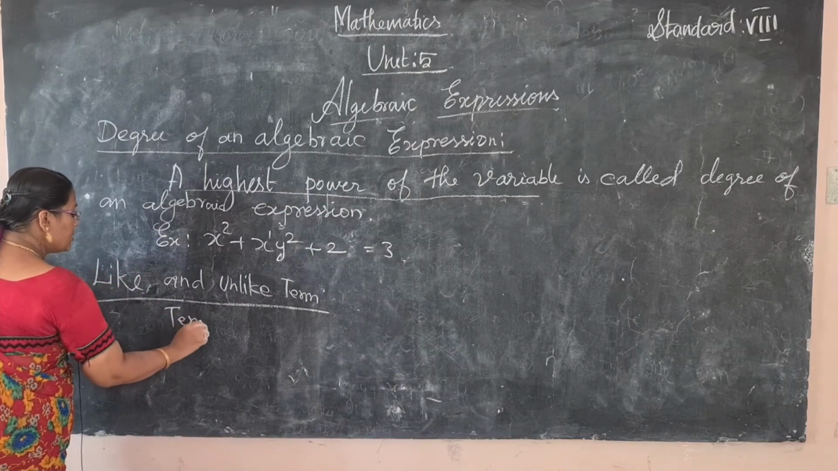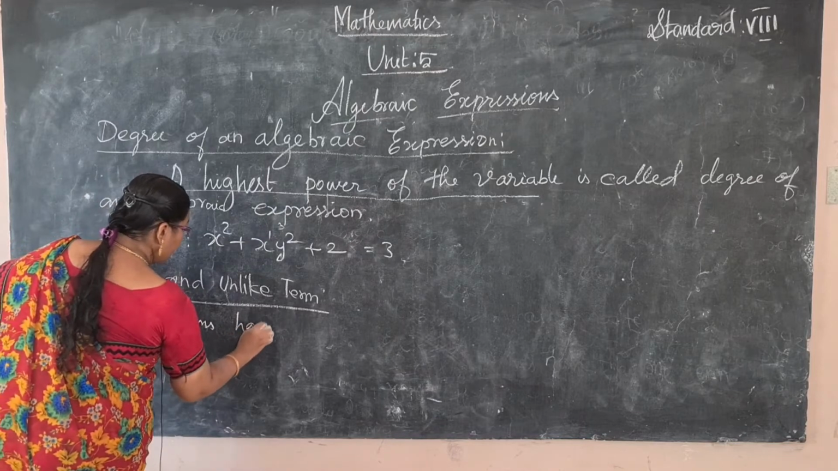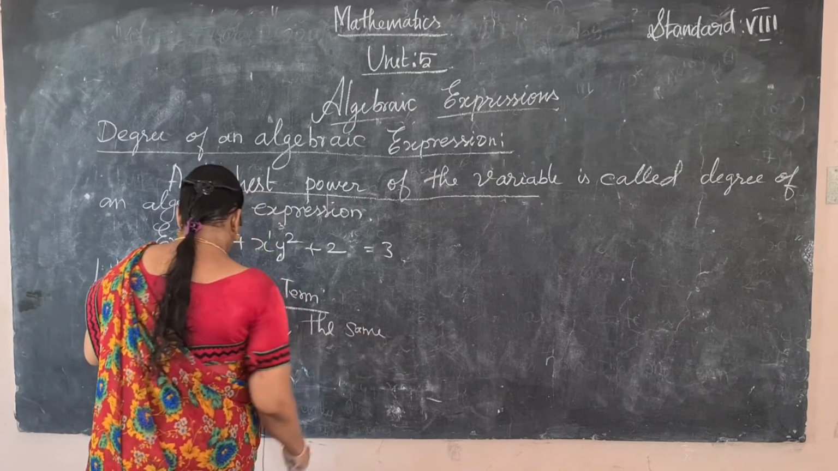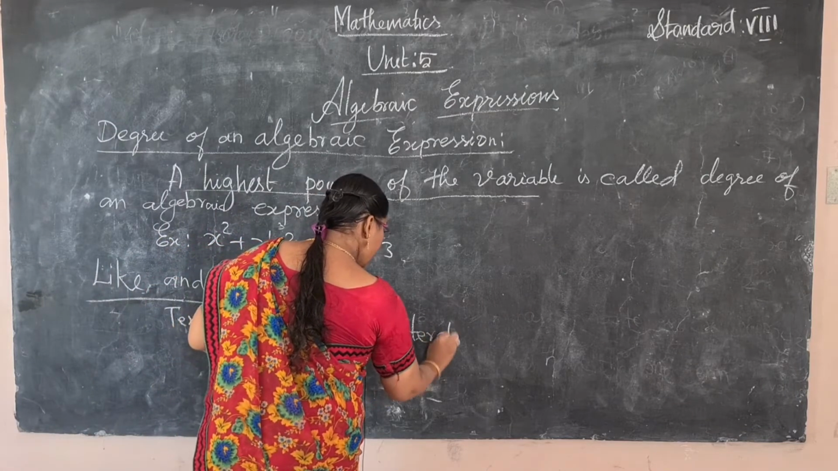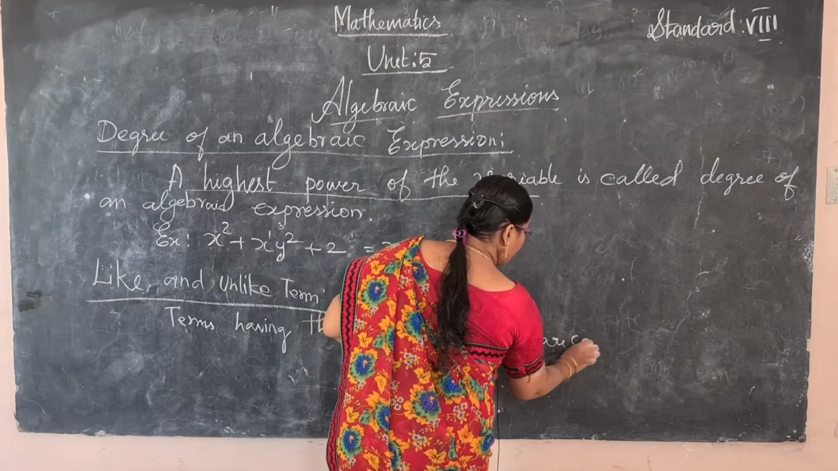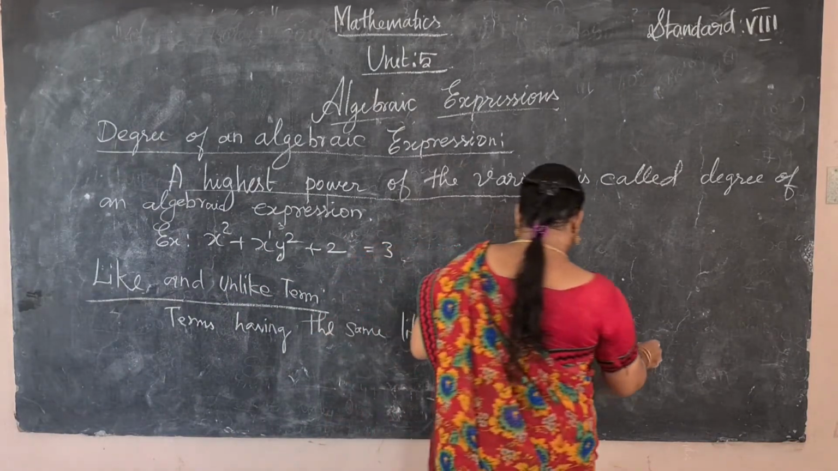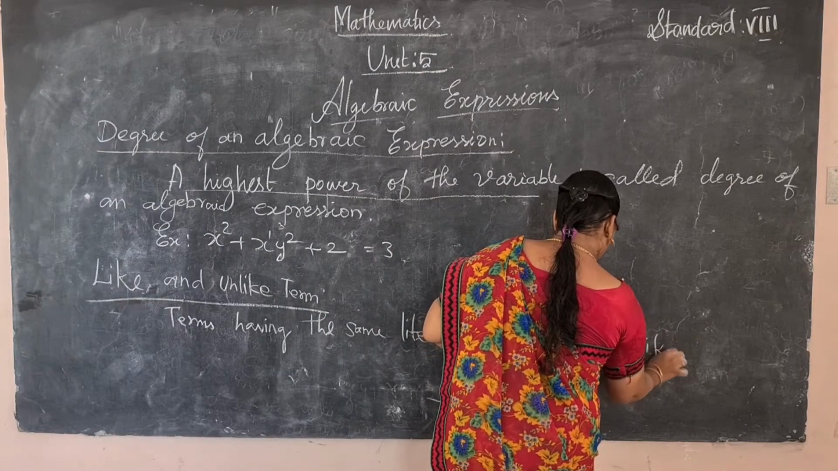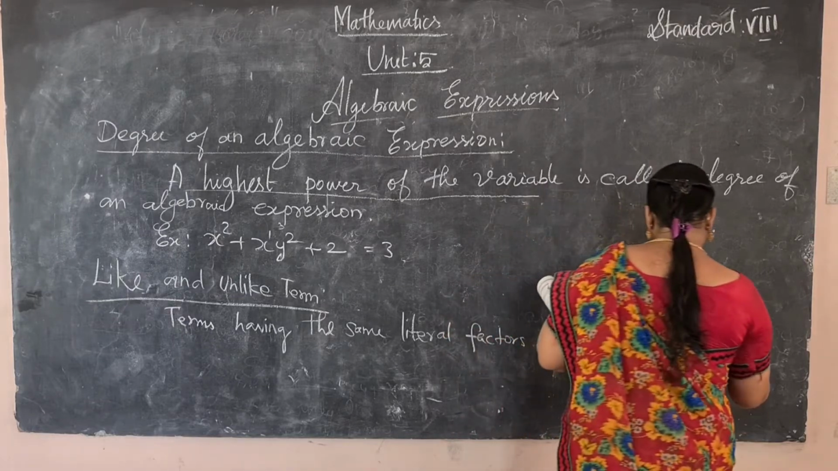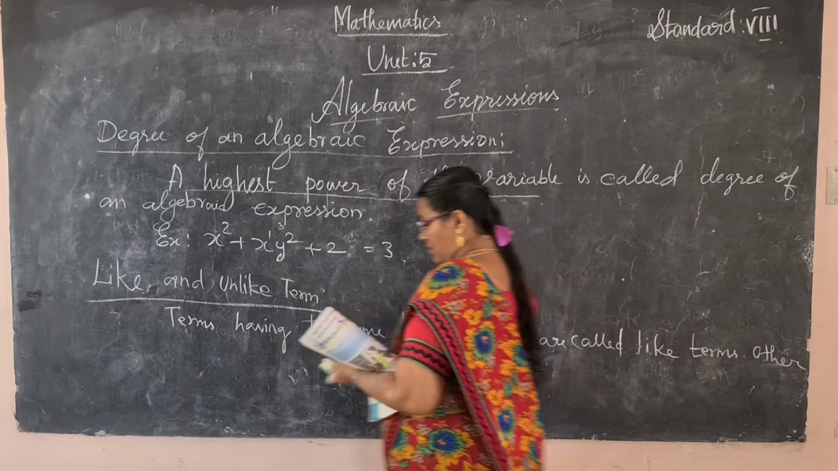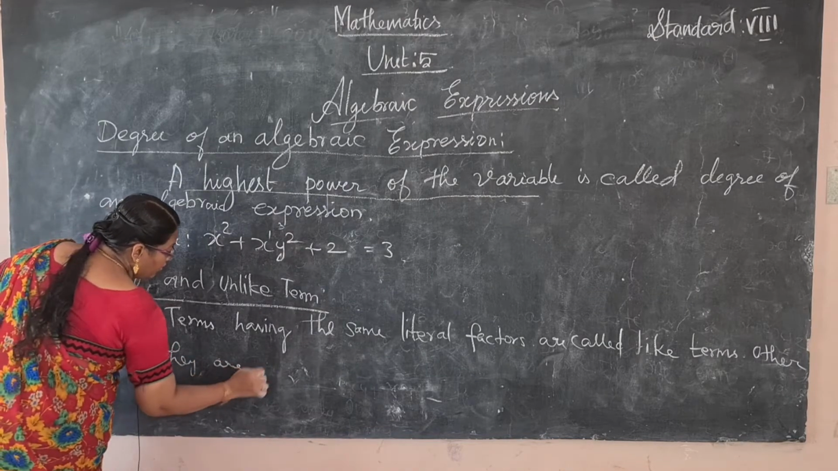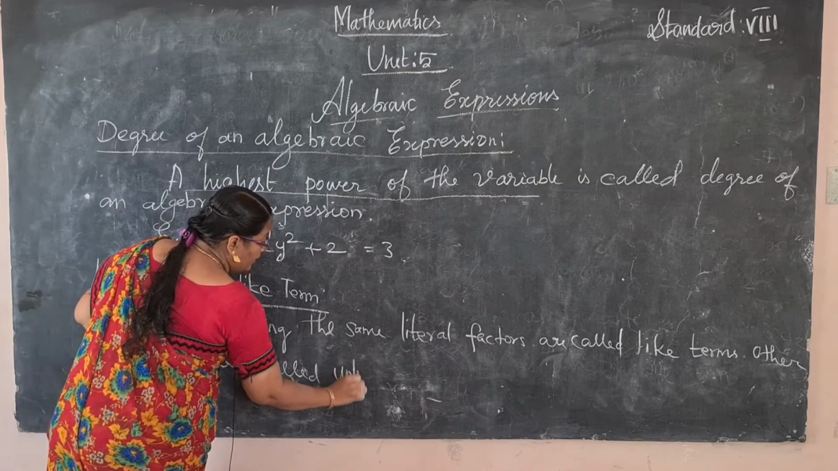Terms having the same literal factors are called like terms. Otherwise they are called unlike terms.